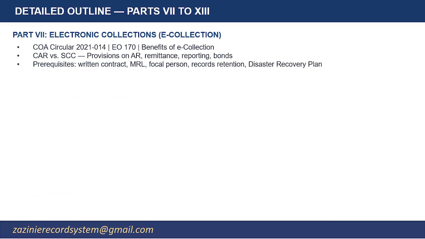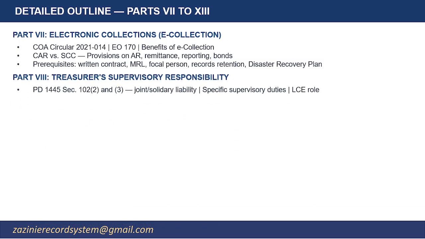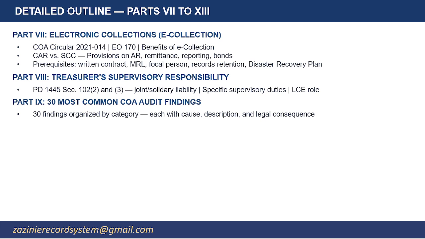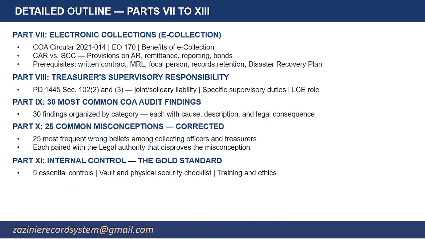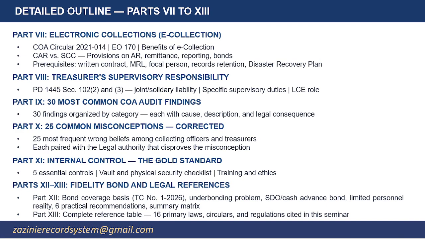Parts 7 to 14. Part 7, Electronic Collections, Collect Aggregate and Remit, and Self-Collect Credit. Part 8, the Treasurer's Supervisory Responsibility. Part 9, 30 Common Audit Findings. Part 10, 25 Misconceptions. Part 11, Internal Control and the Vault Checklist. Part 12, Fidelity Bonding, Underbonding, and Limited Personnel. Part 13, Legal References. Part 14, the Downloadable Excel Audit Workbook.